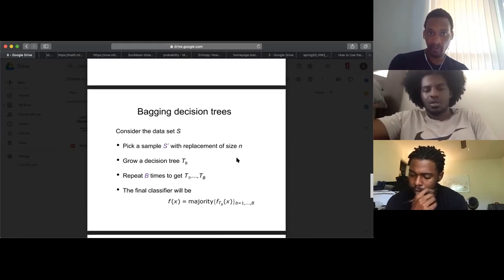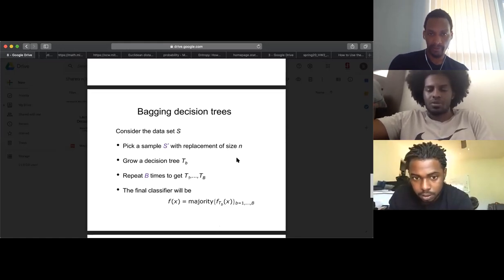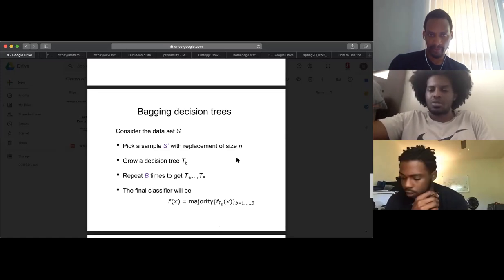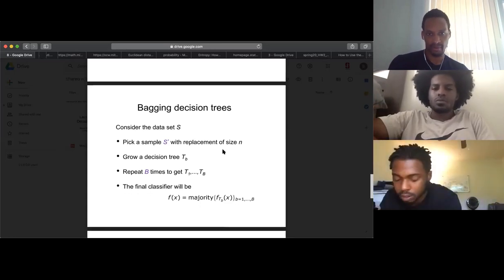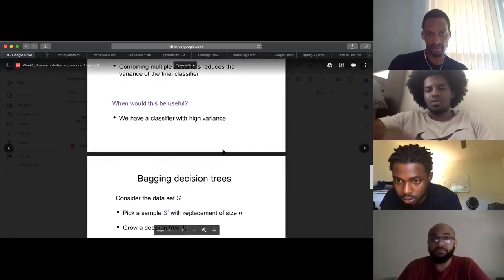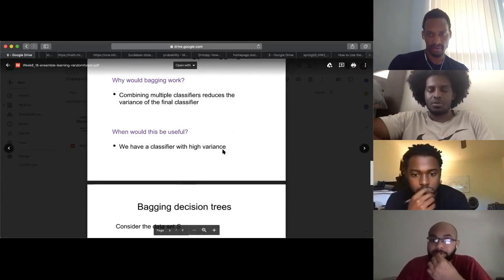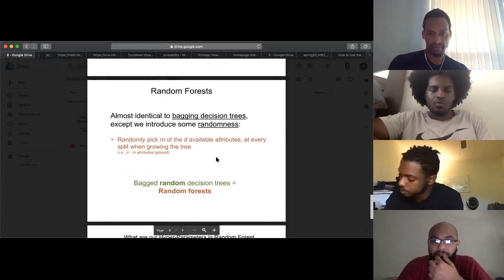Here you're taking the data set S, you pick a sample size S star, and you replace some number of those samples of size N. You grow a decision tree TB, you repeat that B number of times, and the final classifier will be the majority of those outputs. That's the same thing, right? Yeah, this is basically just saying what we were looking at in the example above, in words.